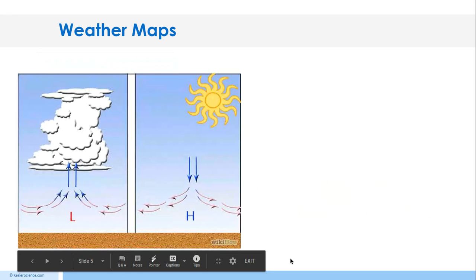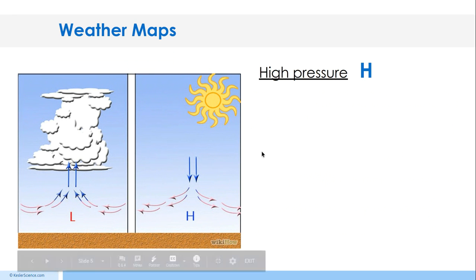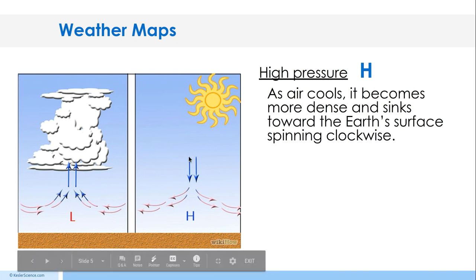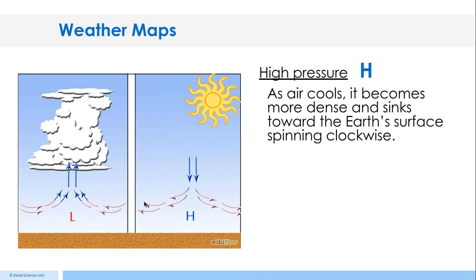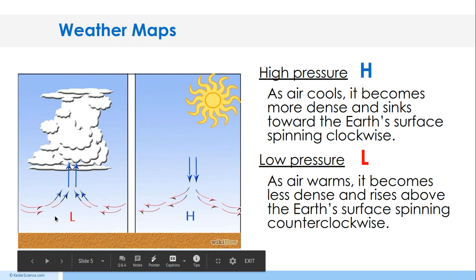Okay. All right, so this is a visual that you guys have seen several times when we talk about high pressure. Here is our high pressure. As air cools, it becomes more dense and sinks, and it's spinning clockwise. So it's heading towards the Earth's surface, spinning clockwise. That's your high pressure system. A low pressure system, which is denoted with the red L, is where warm air becomes less dense, rises, and spins counterclockwise. Low pressure systems are where we tend to get a lot of our stormy weather.